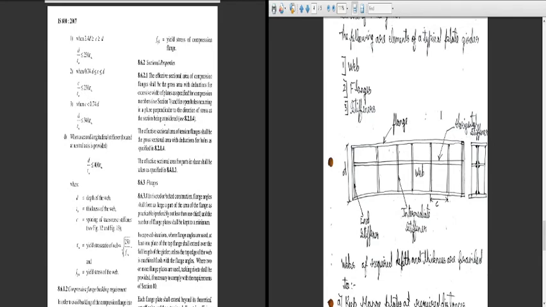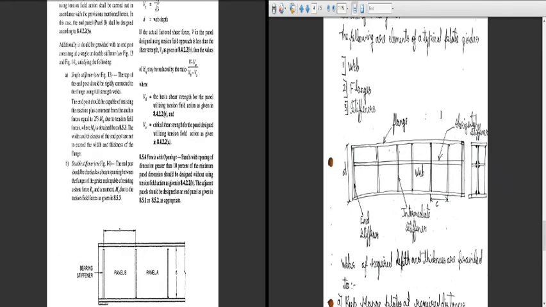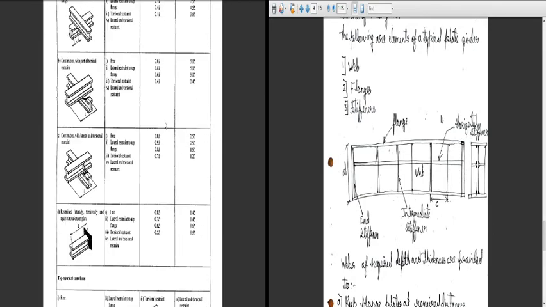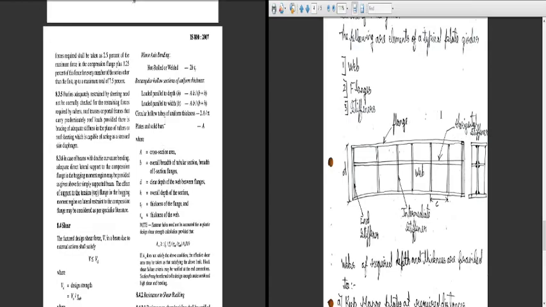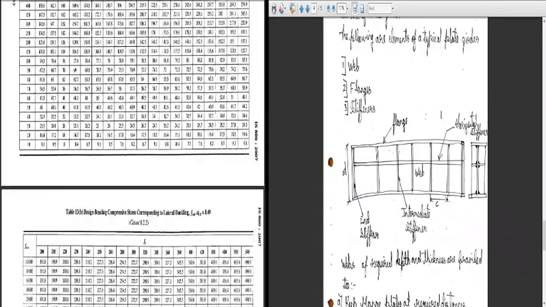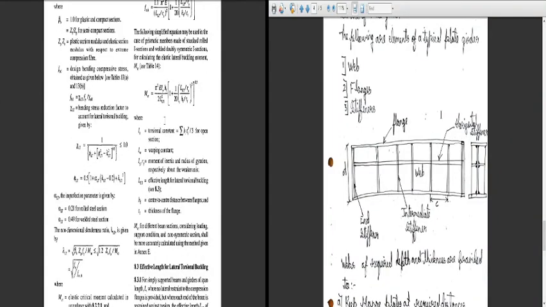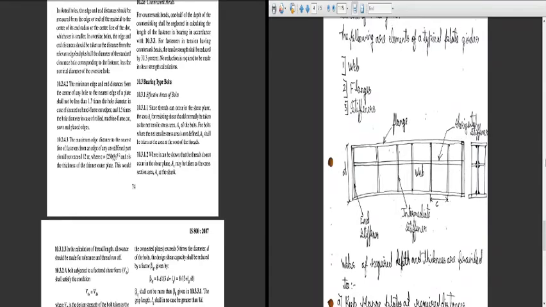They have also given how sectional properties are to be designed. We have to do it according to 8.2.1.4. So let us see what is there here. There are a few cross sections, and this is how the tables are. Now again I will go to the clause here.